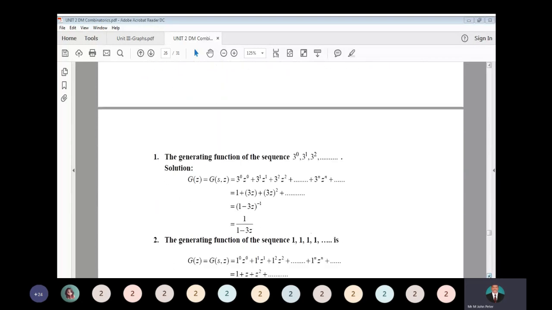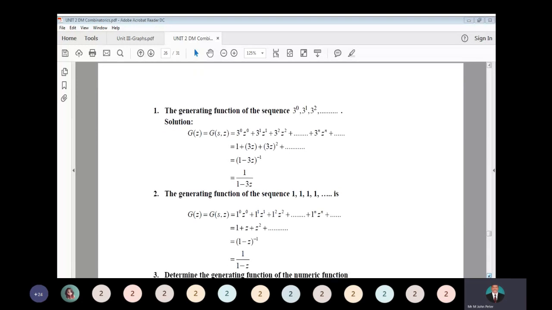So the generating function of the sequence 3 power 0, 3 power 1, 3 power 2, and so on, adding the variable z, that is g of s comma z. That is 3 power 0 z power 0, 3 power 1 z power 1, 3 power 2 z power 2, and so on, 3 power n z power n. So the first one, anything power 0 is 1. So 1 plus 3z power 1 plus 3z power 2 plus and so on. So that is in the form of a binomial series 1 plus x plus x square plus x cube and so on. So that is nothing but 1 minus x power minus 1. That you can rearrange as 1 divided by 1 minus 3z.